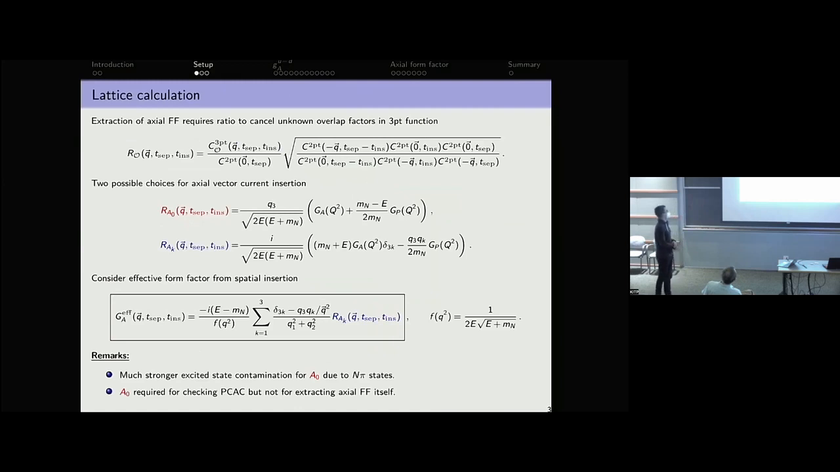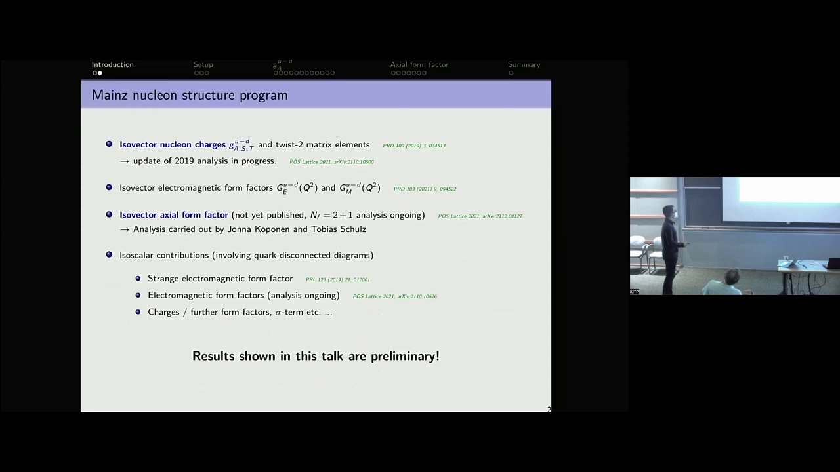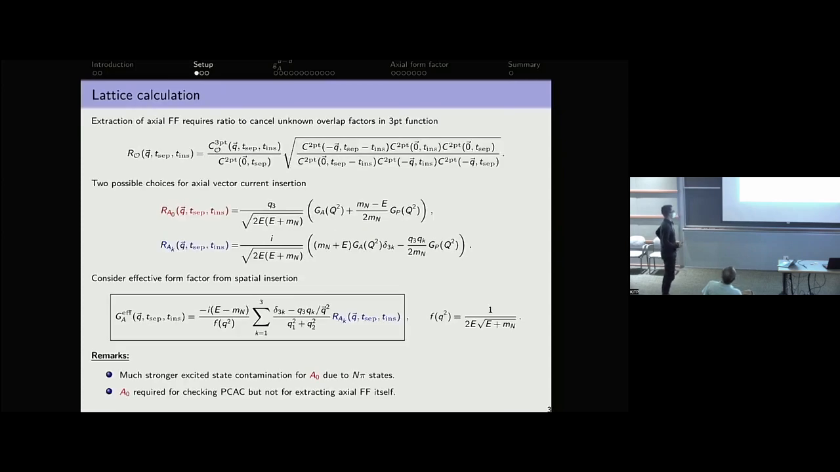Okay, so how we do this on the lattice has also been described before. In principle, you have to compute this kind of ratio of 3 and 2 point functions to cancel unknown overlap factors to get access to the matrix elements you're interested in. If you talk about the axial form factor, there are basically 2 relevant insertions: either one in temporal direction or one in a spatial direction of the axial current. Here we will only consider the spatial one in this talk, and if you plug this into this ratio, you get this expression for the effective form factor. This is what you extract from the 2 and 3 point functions by forming this ratio.